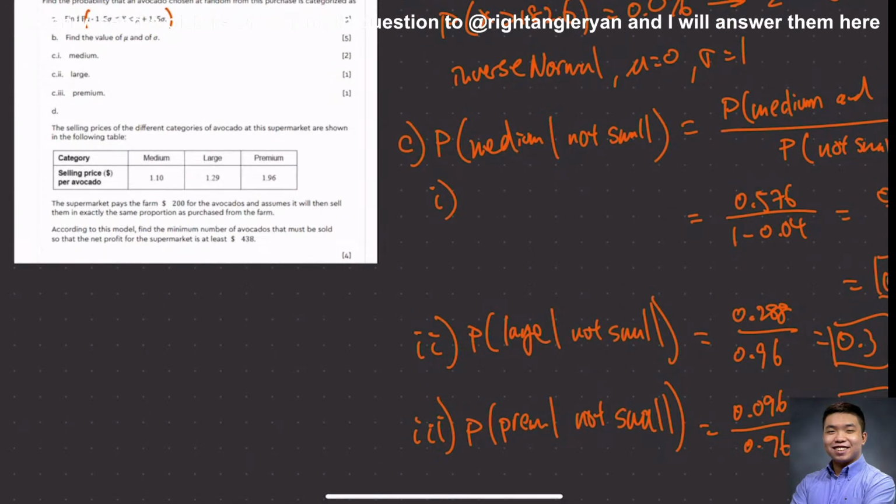Part D. The selling prices of the different categories of avocado at this supermarket are shown in the following table. The supermarket pays the farm $200 for the avocados and assume it will then sell them in exactly the same proportion as purchased from the farm. According to the model, find the minimum number of avocados that must be sold so that the net profit is 438. We want the net profit to be 438.